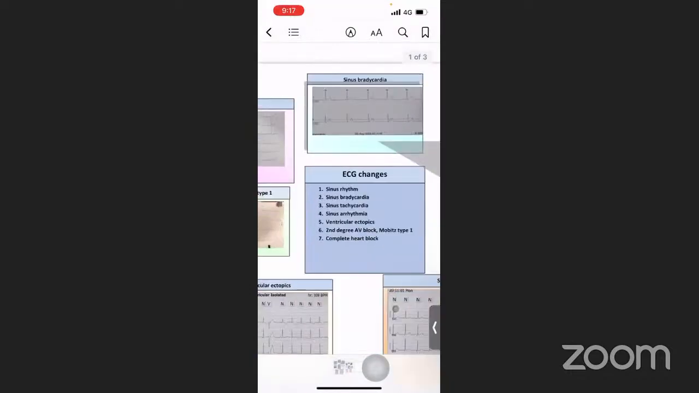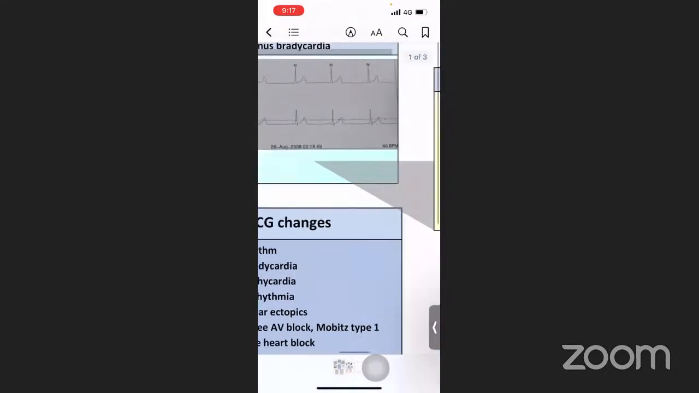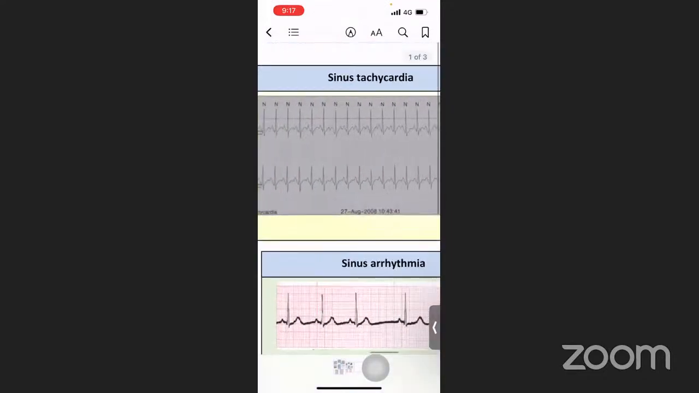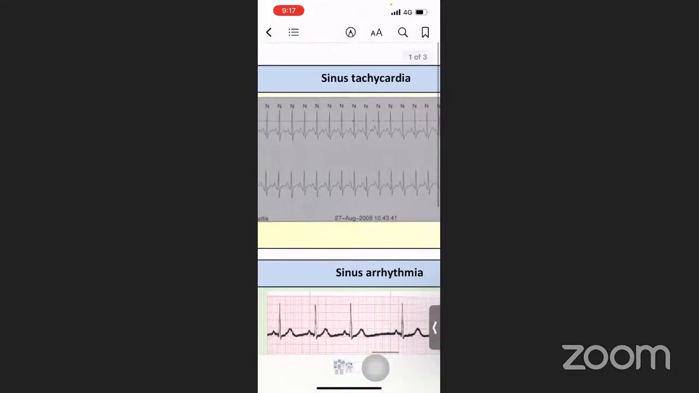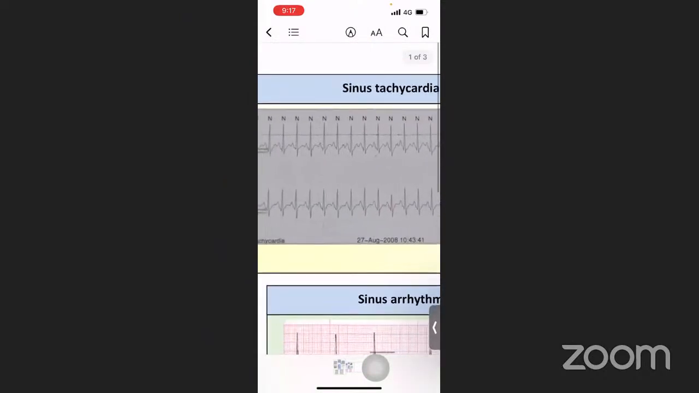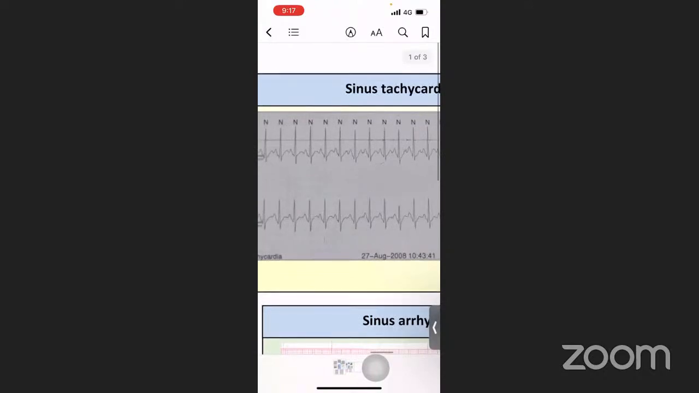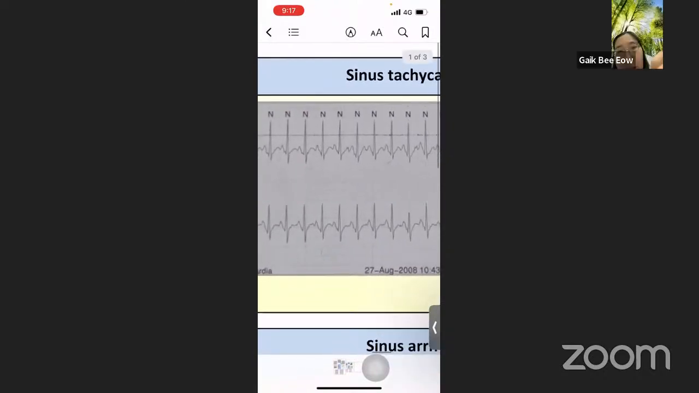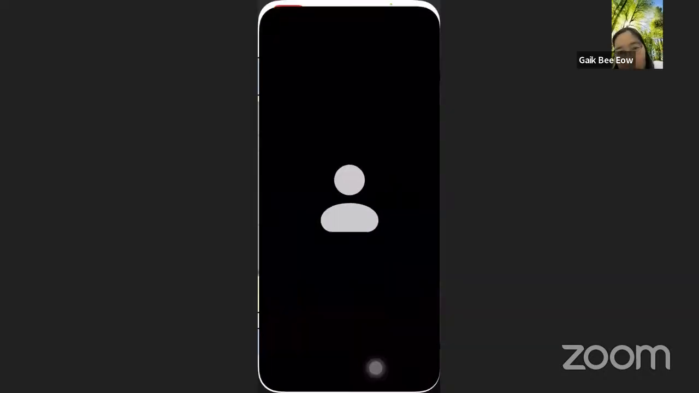Now I make it interactive. You can answer. I labeled it already, but this is sinus tachycardia. What is the heart rate? Who wants to answer?